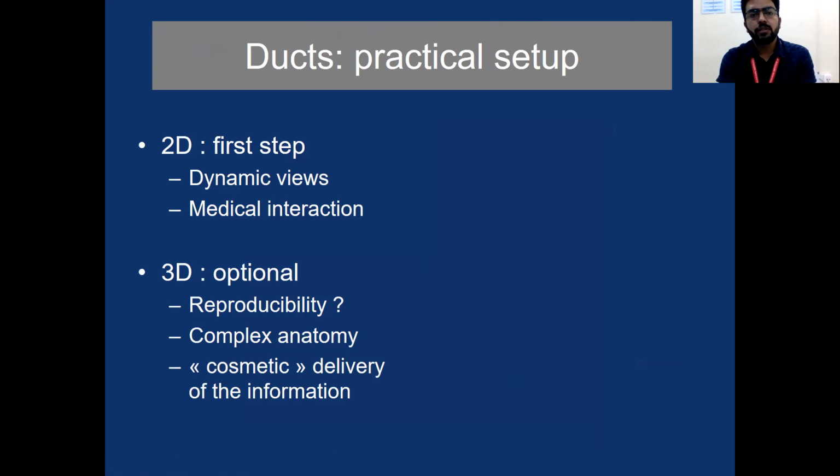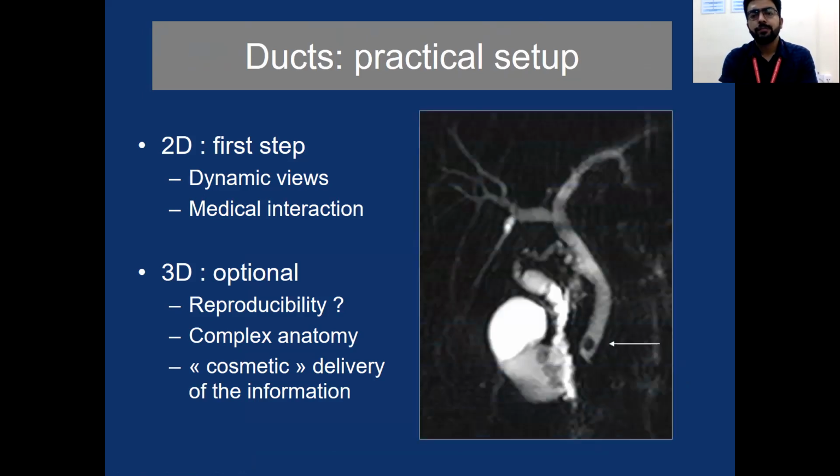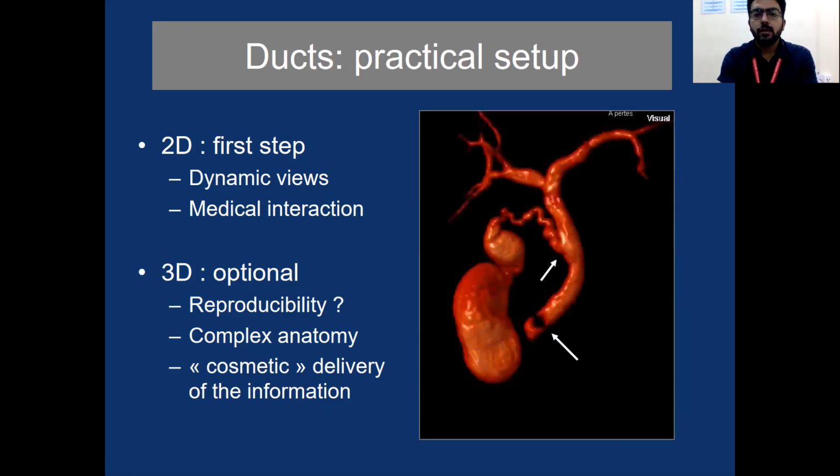2D is the first setup used in dynamic views. 3D is always optional, wherein we have reproducibility, complex anatomy, and better delivery of the information. This is the case demonstrating a stone or choledocholithiasis, a stone which is lodged in the distal aspect of the bile duct. This is a 3D, which is always optional for us, wherein we can appreciate a stone which is getting dislodged at the distal aspect of the common bile duct.